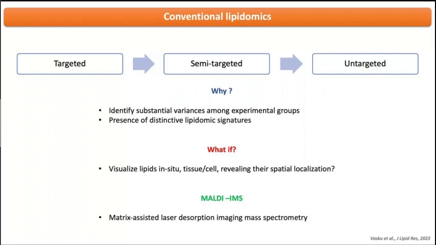And the question that I asked myself during my studies was, what if we could visualize lipids in situ, like in their tissue or cell, revealing their spatial localization? That can be done through imaging mass spectrometry, most specifically through MALDI, or matrix-assisted laser desorption. I want to put a little disclaimer here that I know there are other ionization techniques in the world of imaging mass spectrometry. However, this talk today will be focused on MALDI MS.